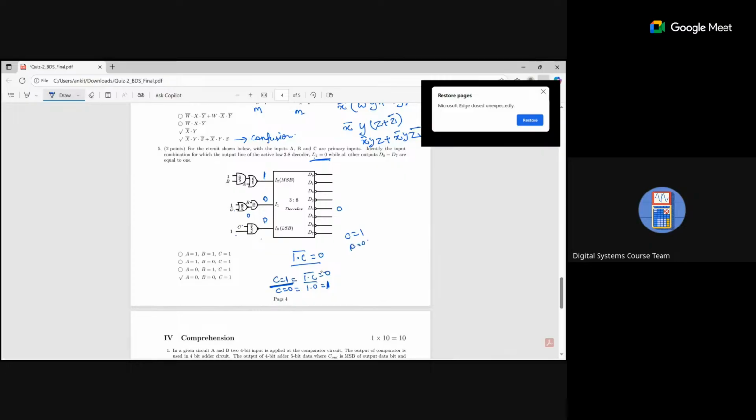Now we go to the first one. If B is 0, then 1 and with 0 and 0 NORed becomes 1 because it is a NOR gate. 0 and 0 NORed is equal to 1. So that means A is also 0.